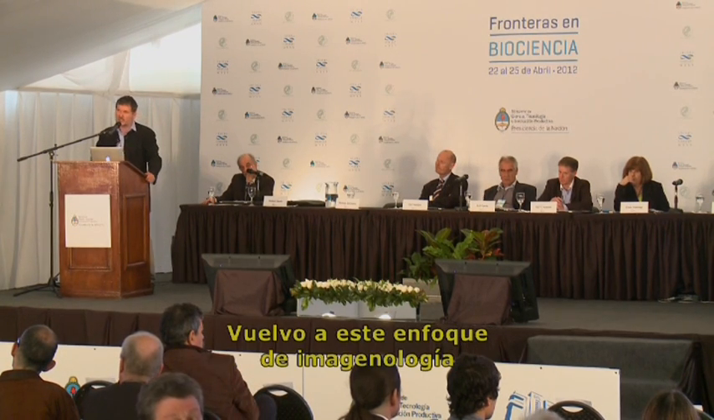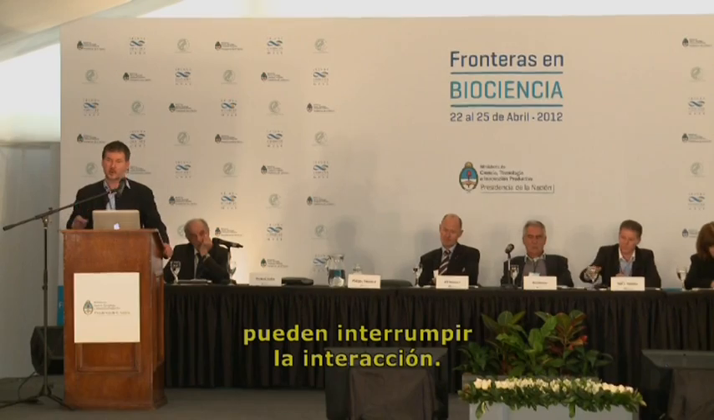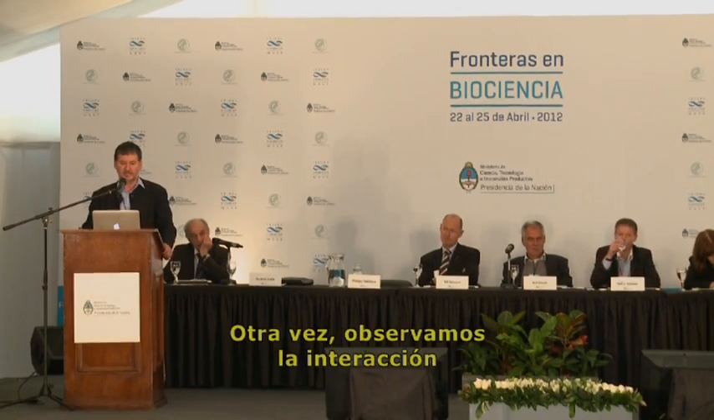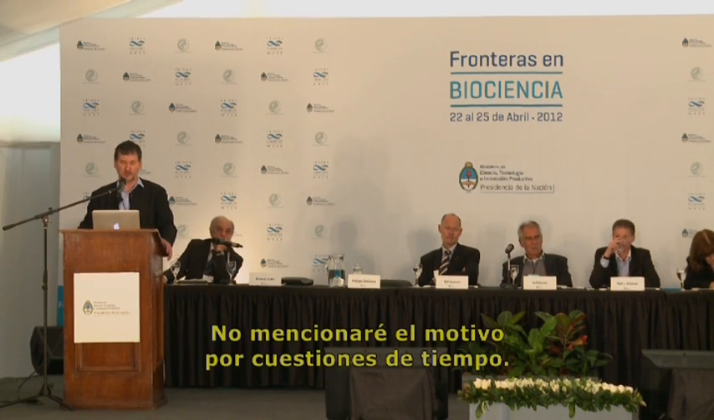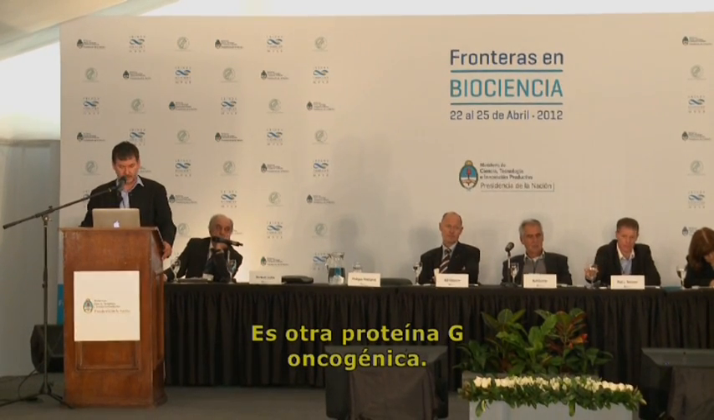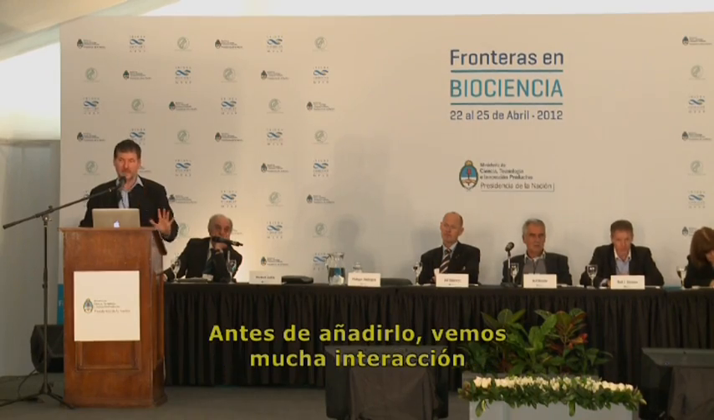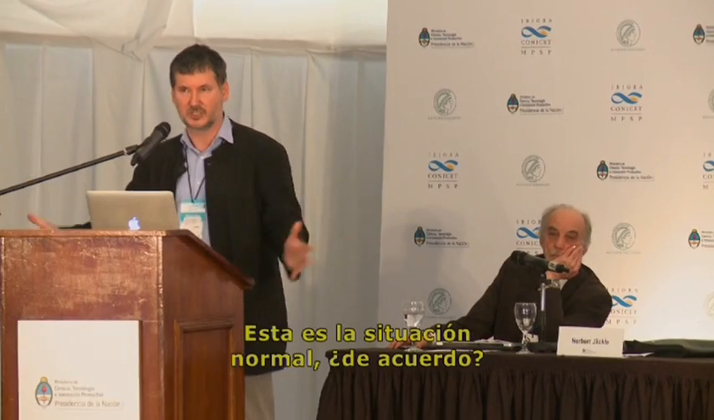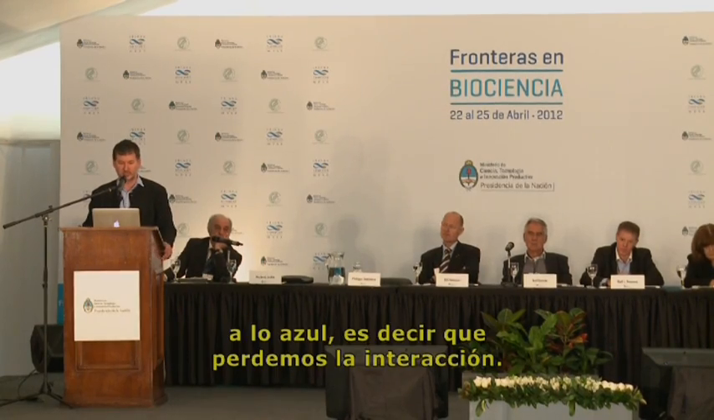So I go back to these imaging approaches to see if inhibitors can interrupt that interaction. Again, we look at the interaction between PD delta and, in this case, Rib, for a specific reason that I cannot mention because of time limitations. It's again another G protein that's oncogenic. When we add the inhibitor, now look at the alpha map. Before we add the inhibitor, we see a lot of interaction between PD delta and this Rib, which is the normal situation. Then we add the inhibitor, and you see it goes to the blue, so we lose this interaction.